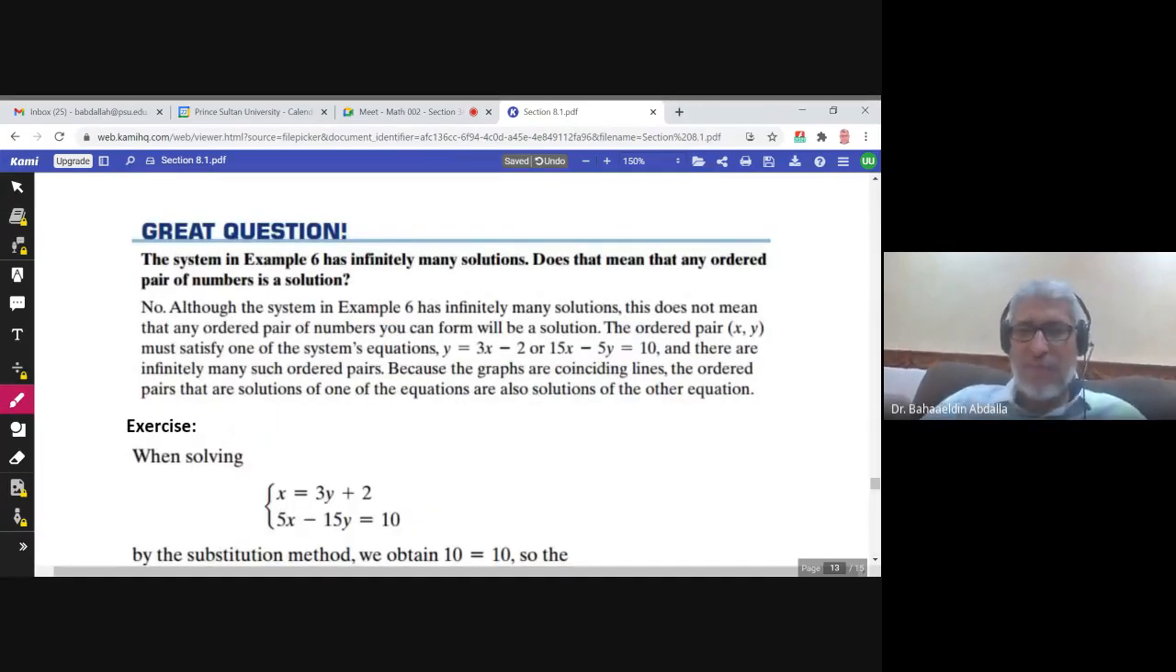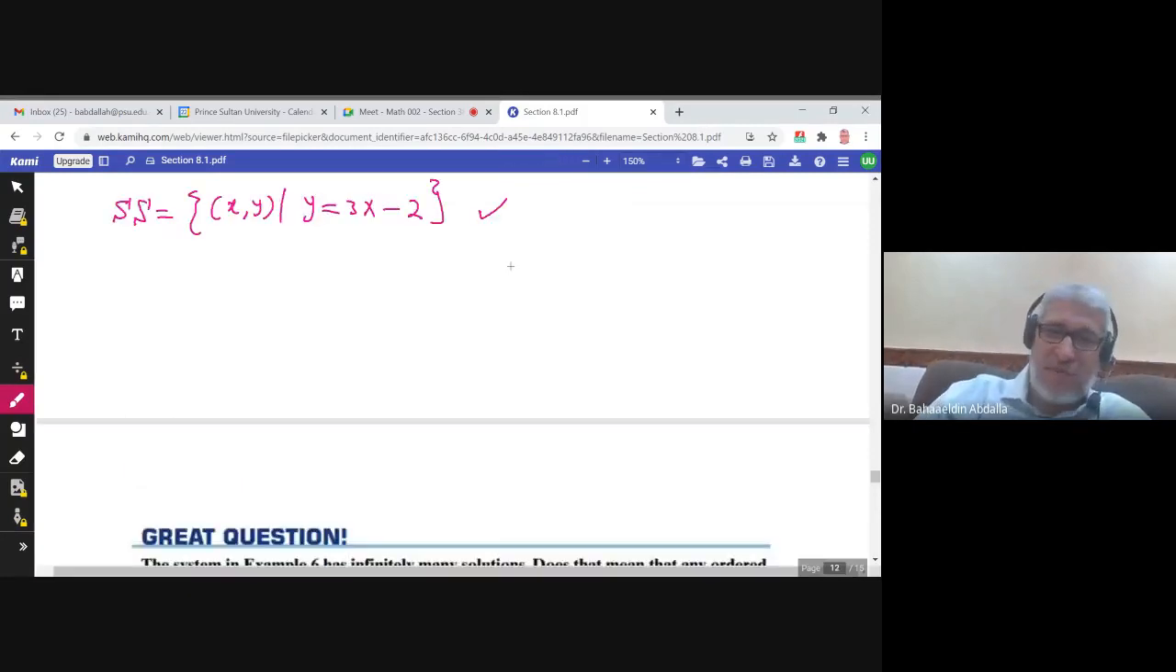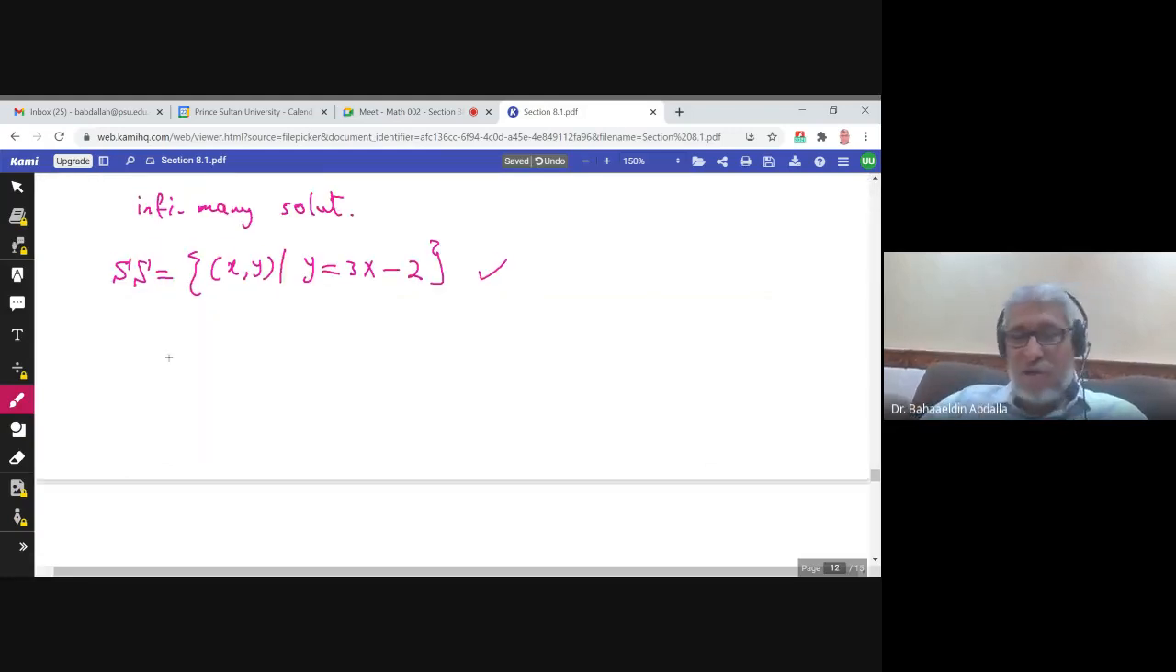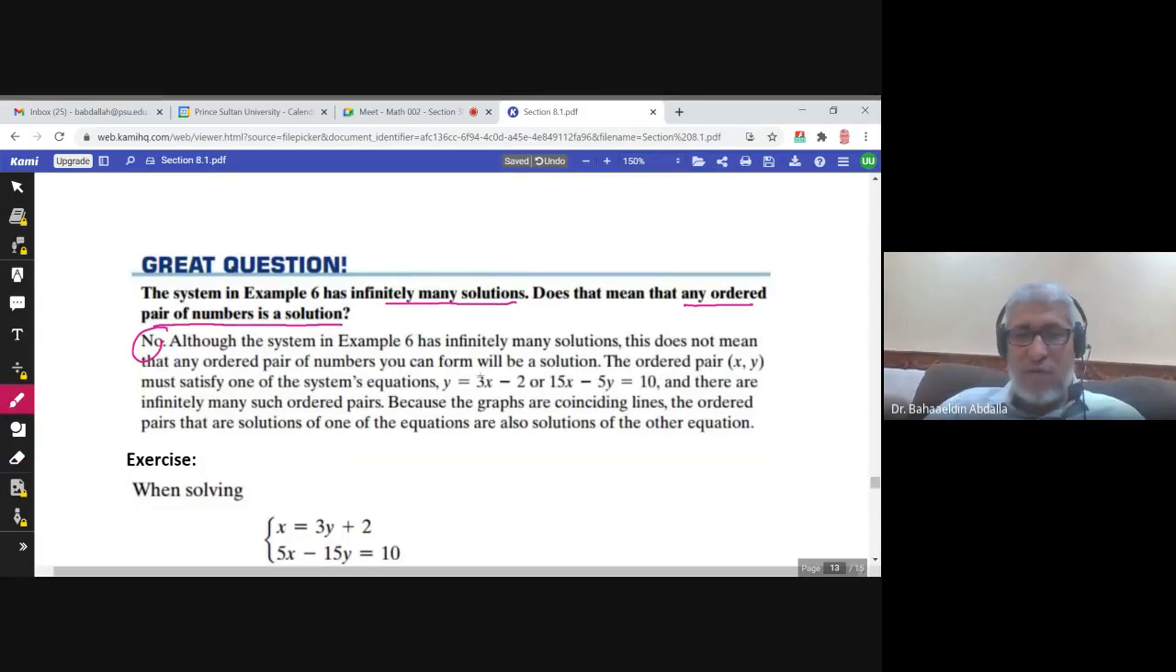So look at this question. Example 6 has infinitely many solutions. Does this mean that any ordered pair of numbers is a solution? Of course not. If any ordered pair were a solution, we would just write x belongs to R and y belongs to R, meaning all ordered pairs. But we did not write that. We wrote (x, y) such that y equals 3x minus 2. So there is a condition on these ordered pairs. It doesn't mean that any ordered pair is a solution. The ordered pair (x, y) must satisfy this equation or this equation, because the two equations are the same.